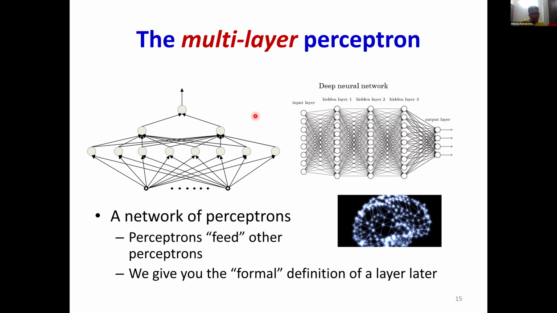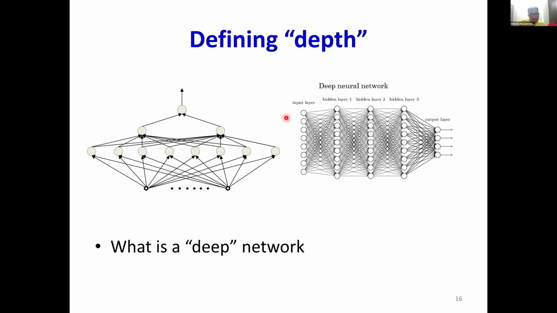A multi-layer perceptron is going to be a network of such units. You have many neurons, and the individual perceptrons feed other perceptrons. Since the term we use is multi-layer perceptron, we need to know what we mean by a layer. But first, we are talking about deep neural networks. What does it mean for a network to be deep? Does anybody know? Two or greater than two hidden layers. It has more than one internal hidden layer, and in between layers there are activation functions.